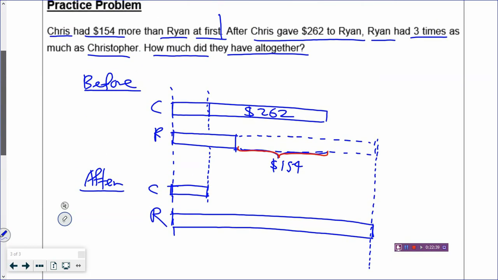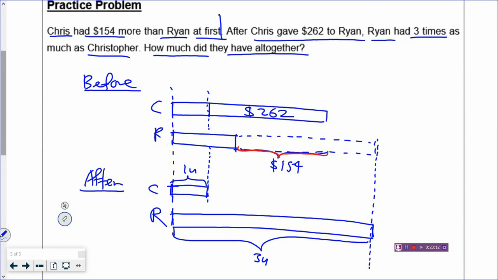Have we completed the model? After Chris gave 262 to Ryan, Ryan now had 3 times. If you cut Ryan into 3 times, the 3 boxes will not look proportional because Chris has 1 time and his box is too short to be 1 unit. So what do we do? We don't cut, because once you start cutting, you won't be able to write anything in the box later. Chris over here will be 1 time or 1 unit. So Ryan now has 3 units and Chris has 1 unit.